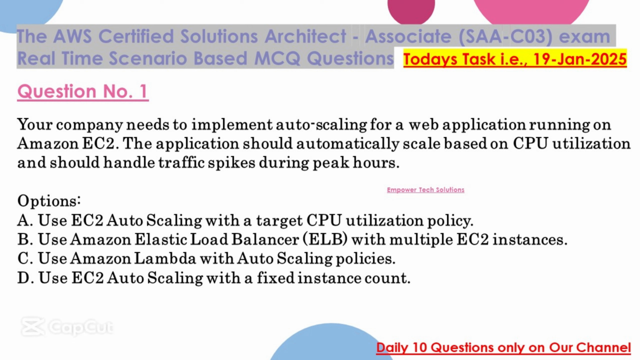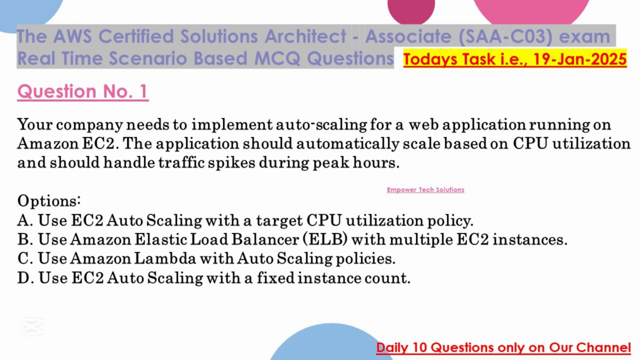Your company needs to implement auto-scaling for a web application running on Amazon EC2. The application should automatically scale based on CPU utilization and should handle traffic spikes during peak hours. Options: A. Use EC2 auto-scaling with a target CPU utilization policy.